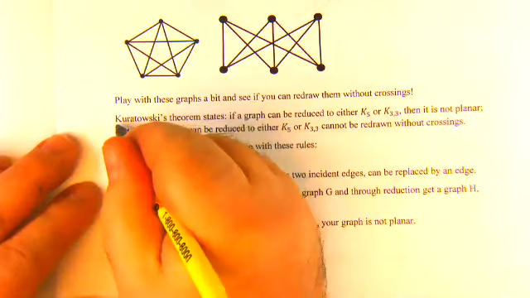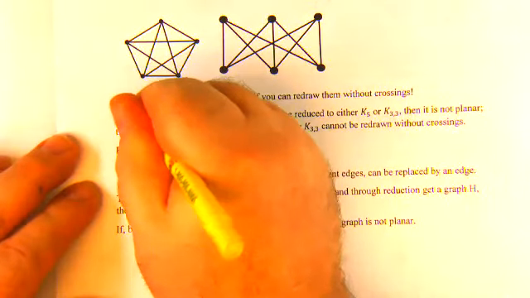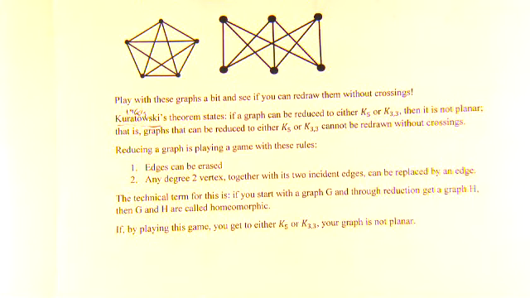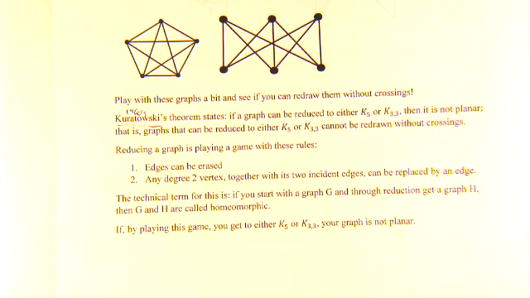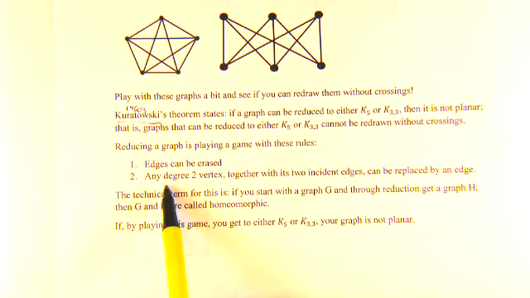And so Kuratowski, the 1900s mathematician, has a theorem. If a graph can be reduced to either K5 or K3,3, then it is not planar. So if you can reduce a graph to either one of these two, then you can't get rid of the crossings. And reducing a graph is a game. You start with a graph, you can do two things. You can erase an edge, and whenever you have a degree 2 vertex, you can remove it together with its two incident edges and replace that by a single edge.